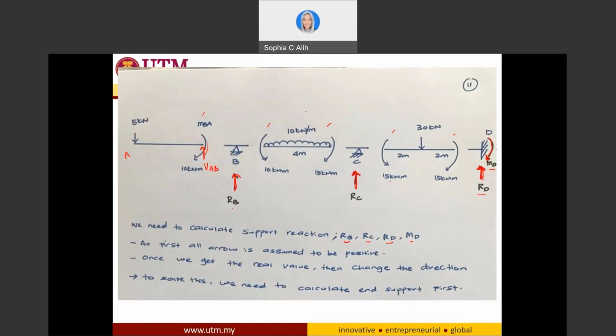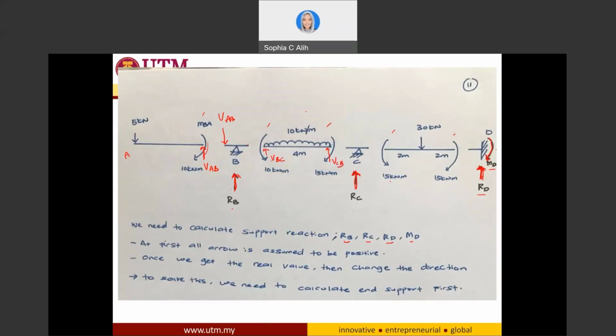And in order to balance this VAB, I will have one reaction on this one. So this is VAB, similar value but different direction. And if I want to calculate the total in here, definitely I need to calculate how much is going to happen on this side. So I can assume this one to be VBC, and this one to be VCB.